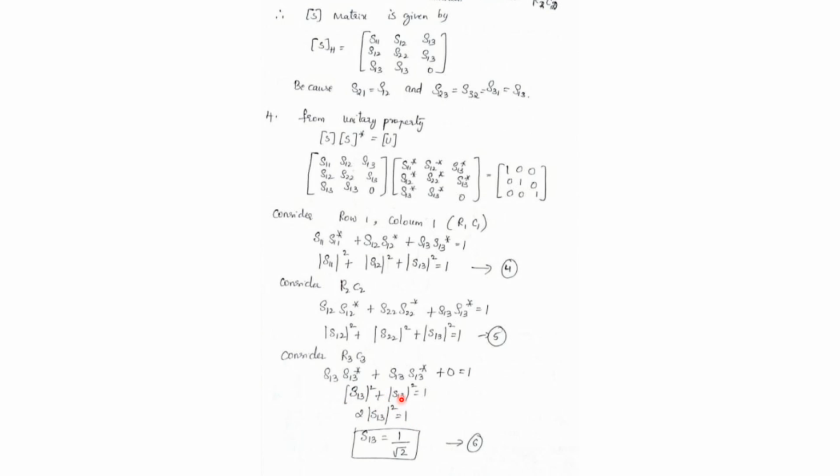S13 squared plus S13 squared is equal to 1. Here we are getting 2 S13 squared is equal to 1. Therefore, the value of S13 is equal to 1 divided by square root of 2. This we can call equation 6.